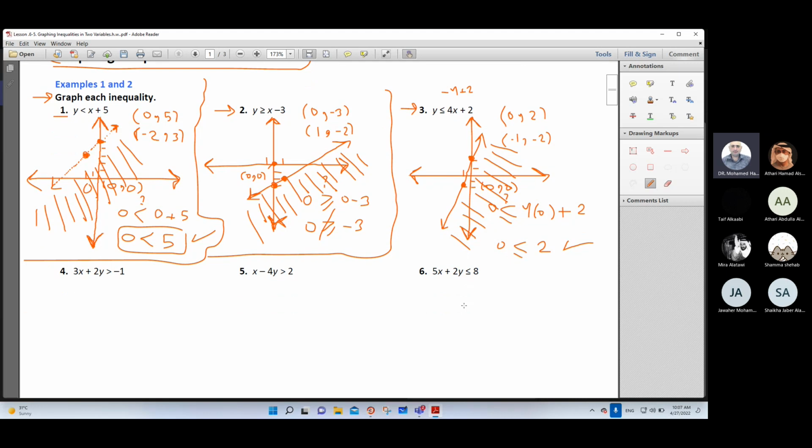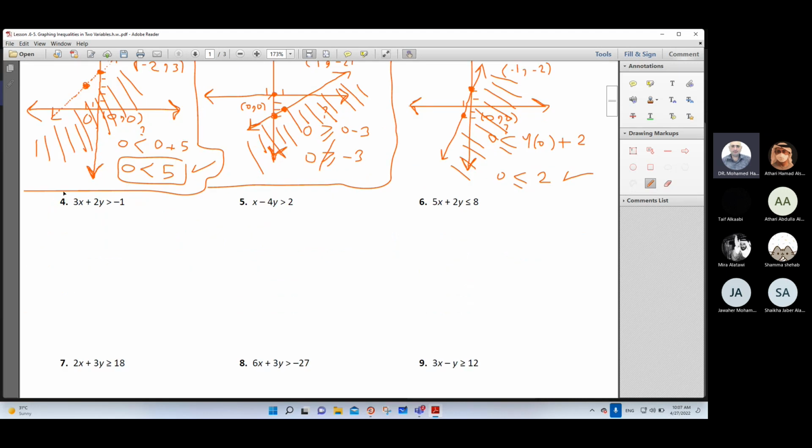Okay. But listen to number 4, please. Listen very well. Because after number 4, I want all of you to work on number 5. So here, try to write this inequality as y greater than.